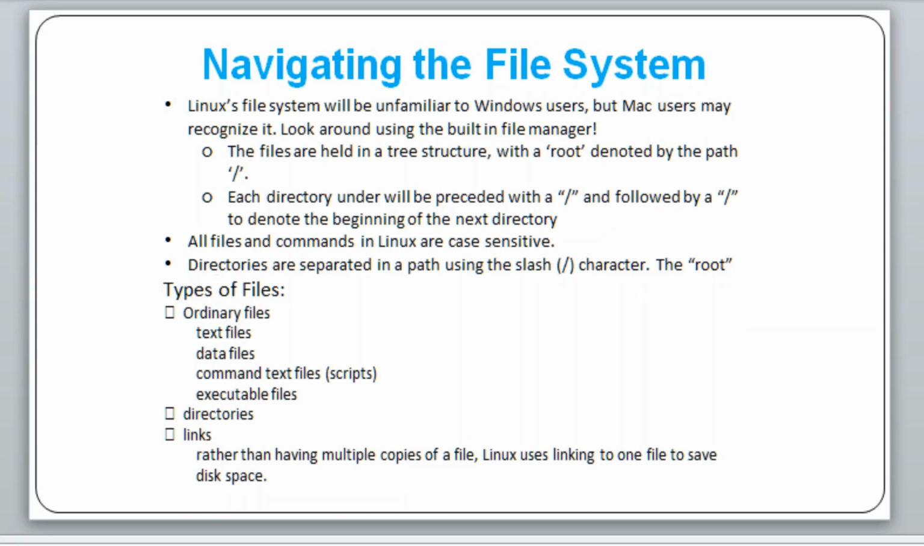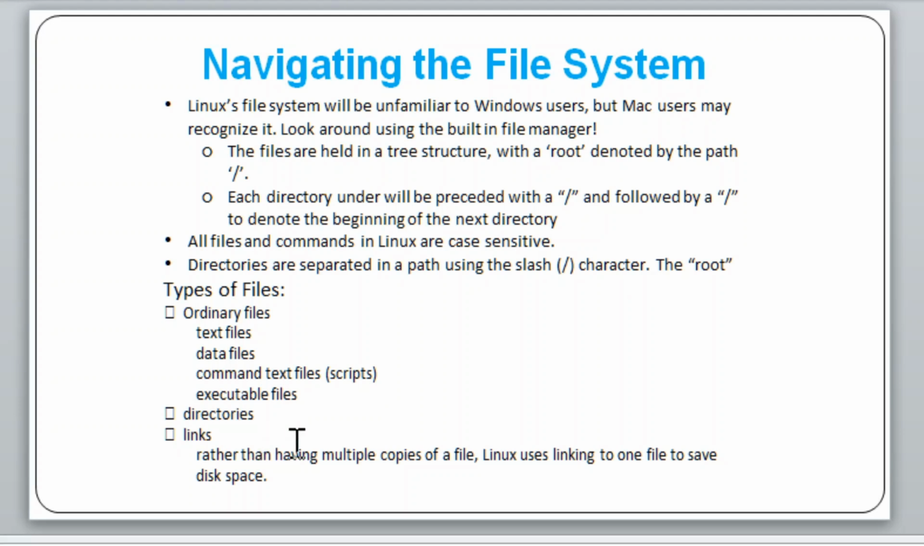There's different types of files. You have ordinary files, which can contain text files, data files, command text files or scripts, and executable files. You also have directories, and then you're going to have links. Links are used because rather than having multiple copies of a file, Linux uses linking to one file to save disk space, okay? So I can have a file in one location and I can link it to a file in another location, and this way I don't have to actually create another file elsewhere. It will just link back to that original location. Typically there's going to be two types of links. There's going to be a hard link and soft link.